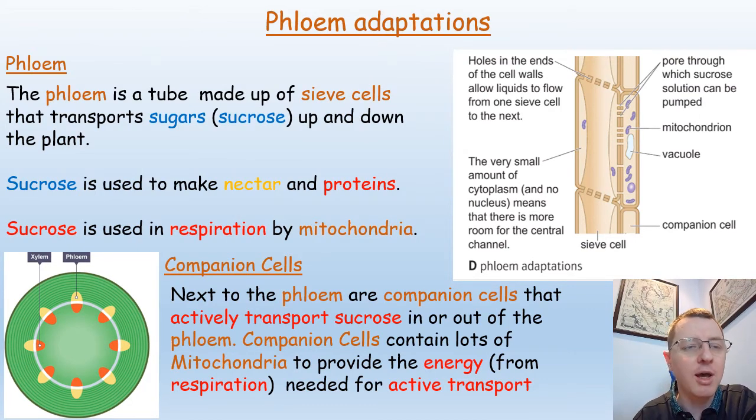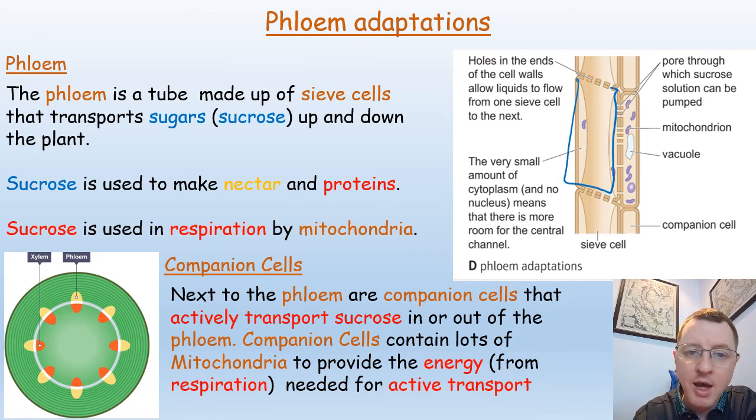The next tissue and specialized plant cell is known as the phloem. So the phloem is a tube made up of sieve cells, which you can see here, and they transport sugars up and down the plant. In fact, the sugars are in the form of sucrose. That's two glucose molecules joined together.